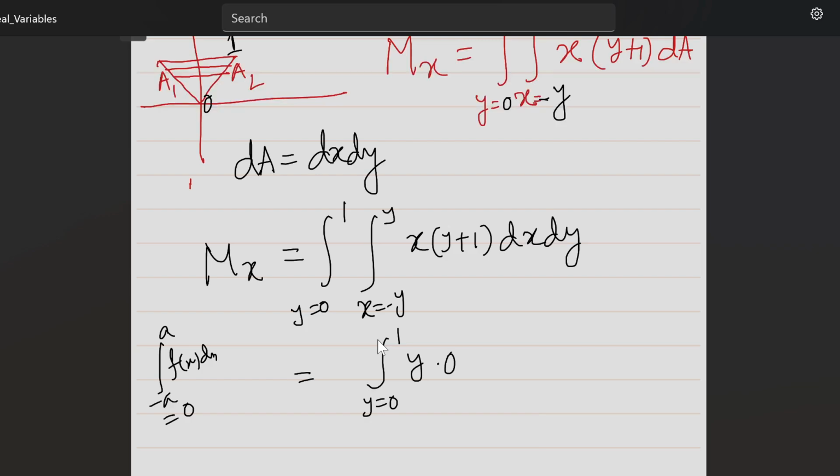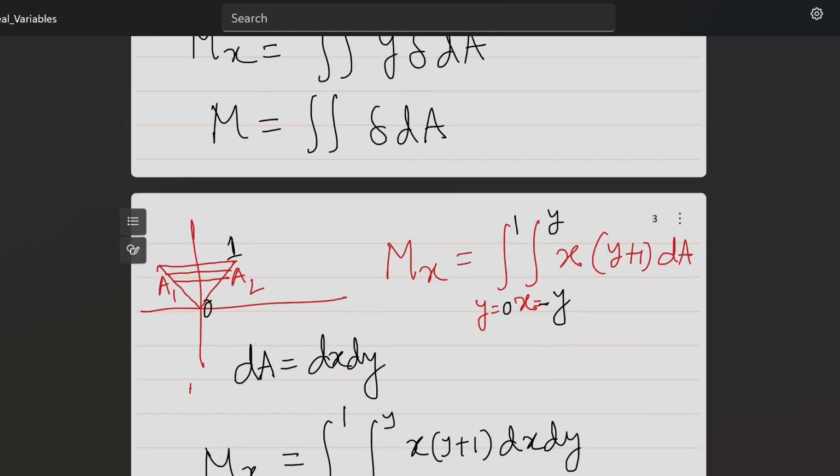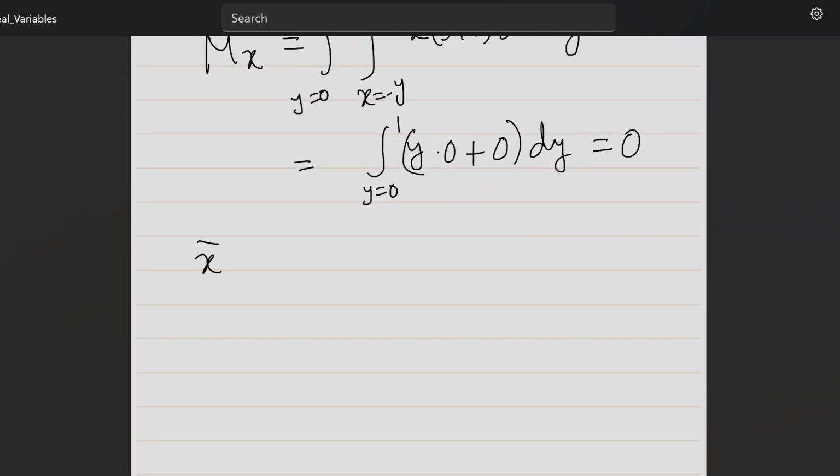So I am using this formula. So y into 0, plus again the x term is 0, so it is nothing but 0. As ma'am already told, because this region is symmetric about the y-axis, the center of mass should lie on the y-axis. That means the x coordinate is 0. So x bar is Mx by M. No need to calculate M, it is 0 by something, so it is 0. Now what is y bar?